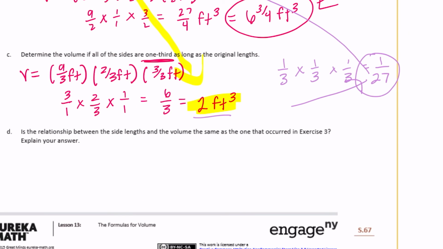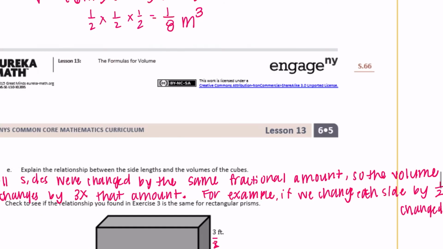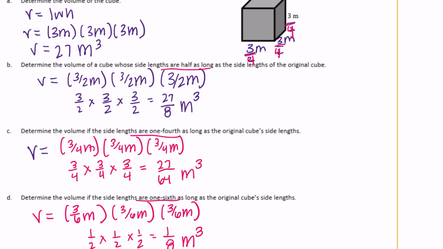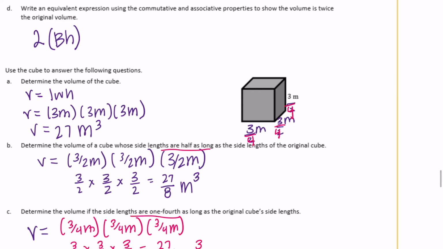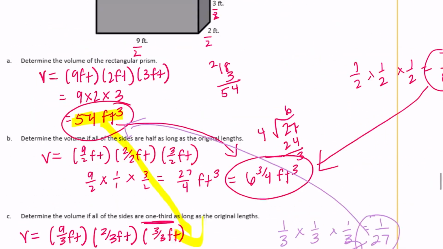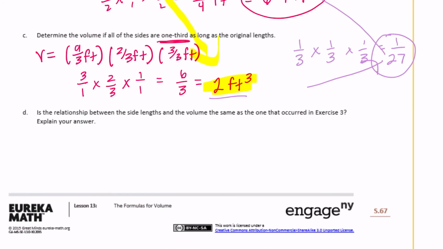D, is the relationship between the side lengths and the volume the same as the one that occurred in exercise 3? Explain your answer. So yes, it would be the same because, let's go back to exercise 3. Here we did half as long, a fourth as long, a sixth as long. So it's the same proportional relationship as before. This time we were just taking thirds and halves, whereas before we were taking fourths and sixths.